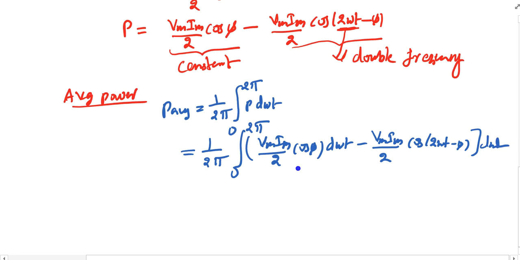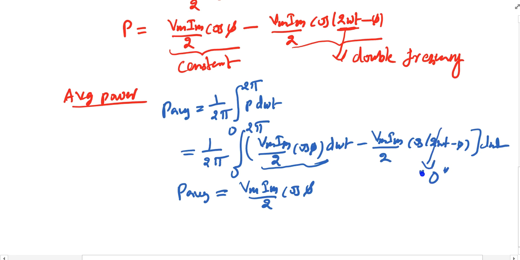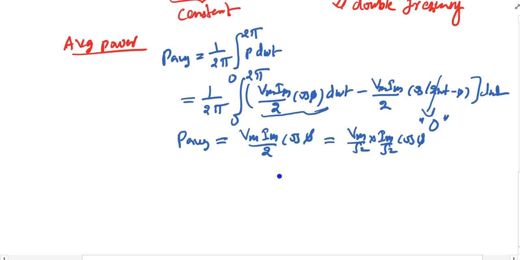So if you do the integration of this part, this is the constant term. If you do the integration of the constant term, you will get Vm Im by 2 cos phi. But when it comes to this other term, if you integrate it, you are going to get the 0 part. So I can write again this one as Vm by root 2 into Im by root 2 into cos phi. I can write like this.